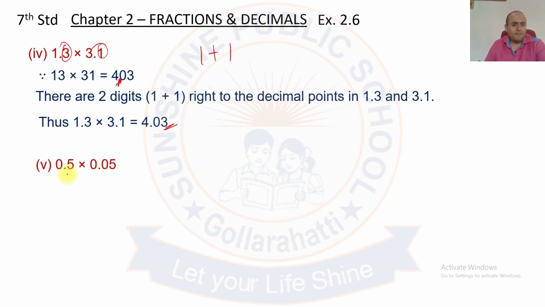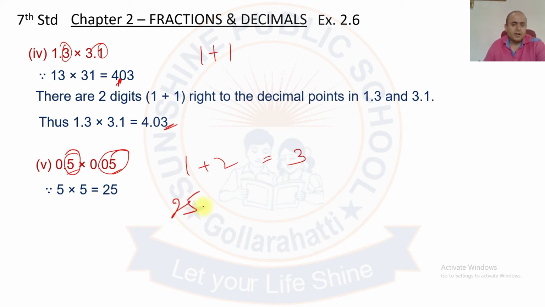Next question is 0.5 into 0.05. Here when you multiply 5 into 5, the answer is 25. Here you got a decimal point before one digit, and in this one you got a decimal point before two digits, that is 1 plus 2. Totally you got 3 digits after the decimal point.